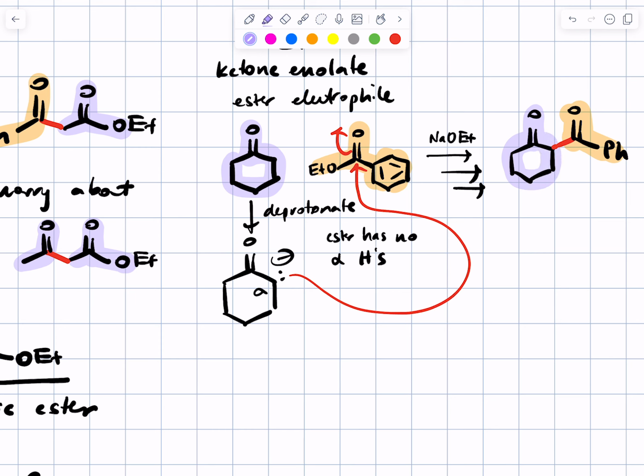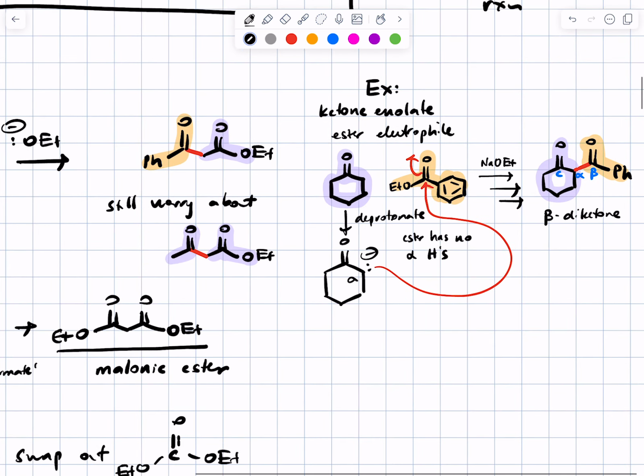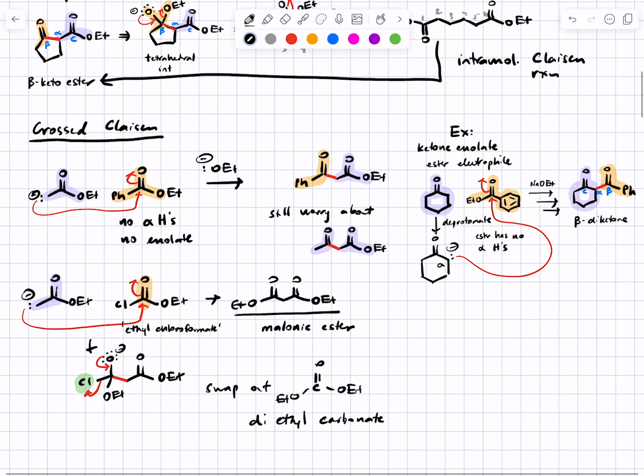Notice that here's the carbonyl carbon of what used to be the enolate, here's the alpha carbon, and then you have a beta carbonyl group. This product is a beta diketone, not a beta ketoester, but you can see mechanistically this is totally a Claisen reaction because your electrophile is an ester.